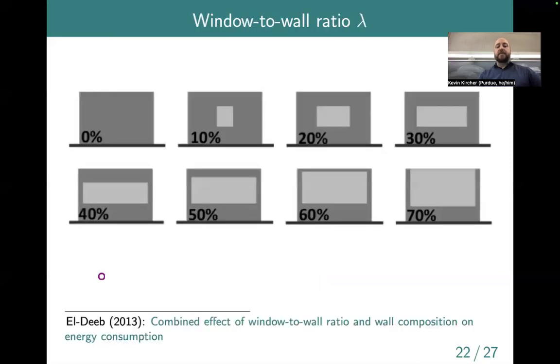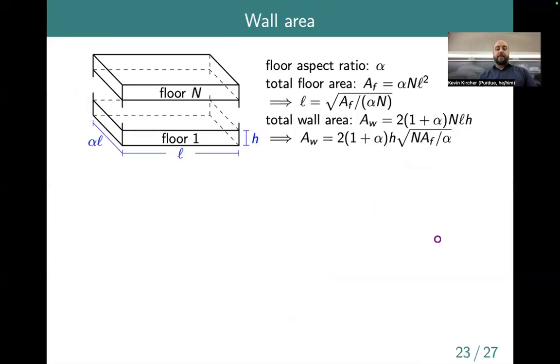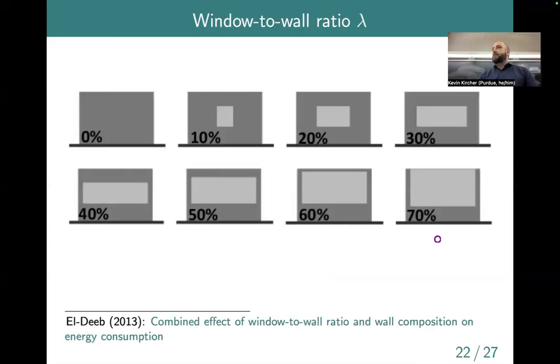And here are just some sketches of what that parameter lambda looks like. So 0% lambda would be completely opaque. And then as we get closer and closer to a complete window wall, we might get close to 70 or 80%. Questions about this so far?